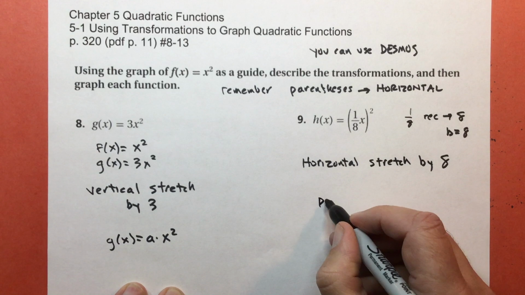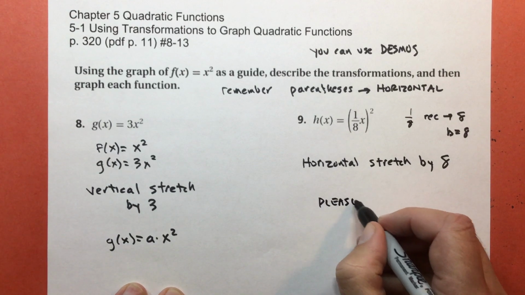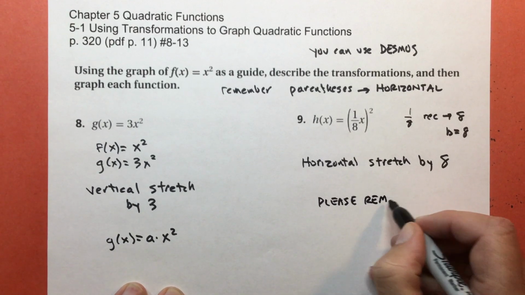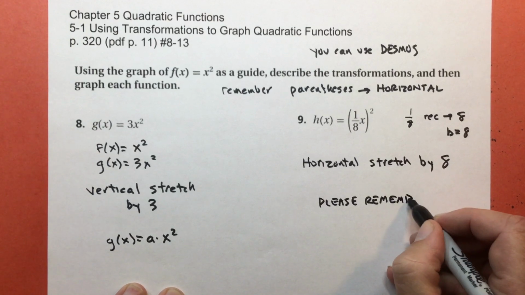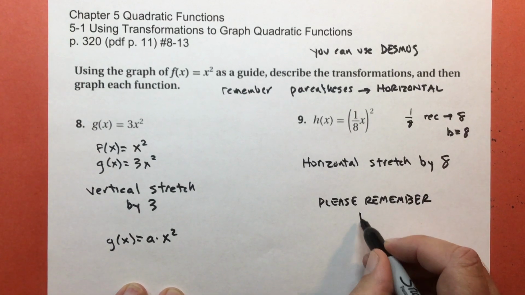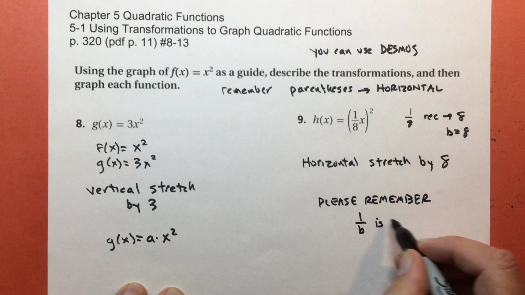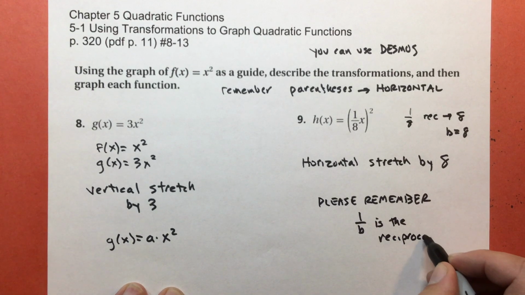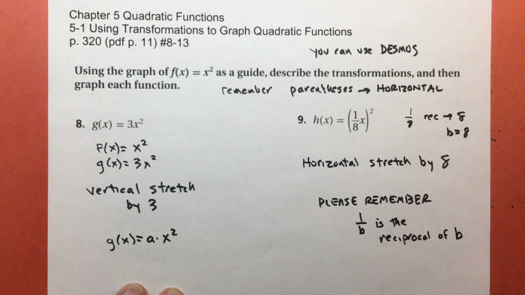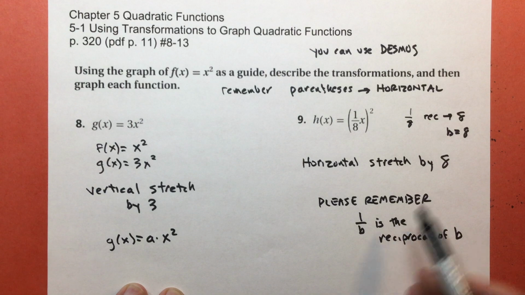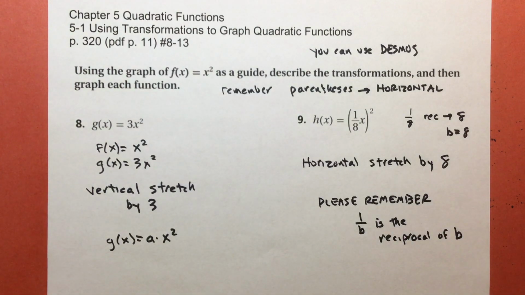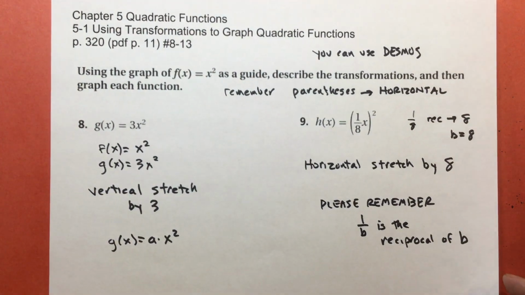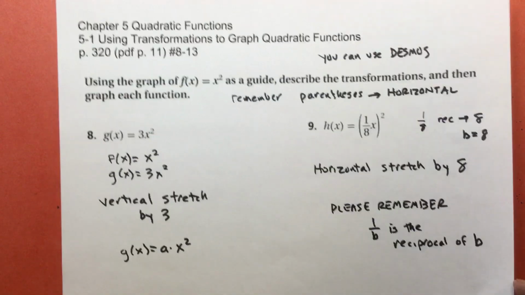Please remember, 1 over b is the reciprocal of b, and b, the reciprocal of this, tells me if it's a stretch or compression. So write that down on a piece of paper and have that nearby when you're doing your homework.